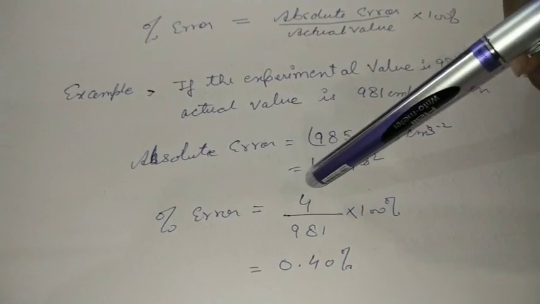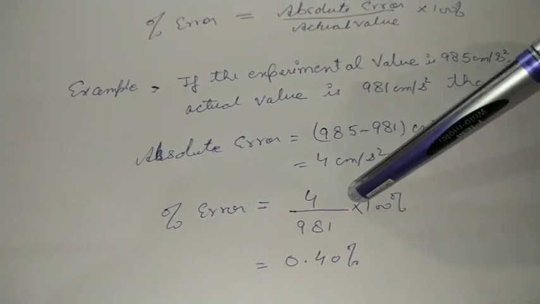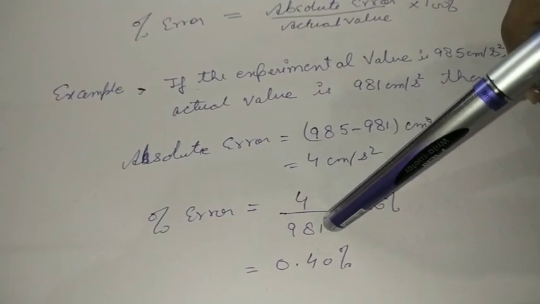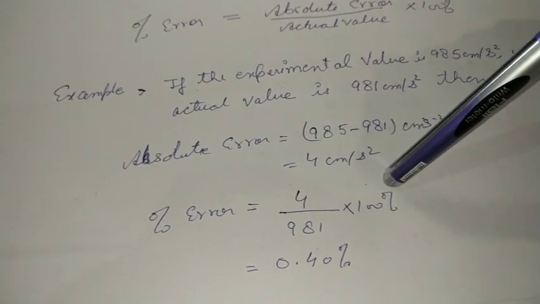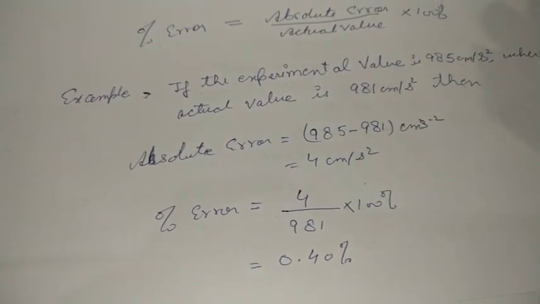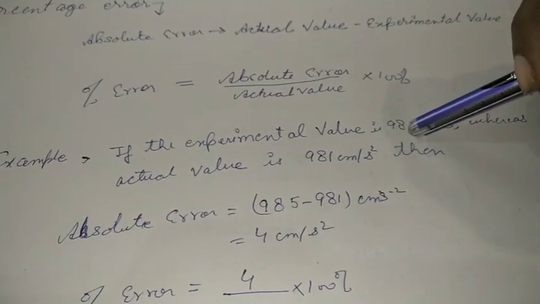Then the percentage error will be equal to the absolute error upon the actual value, into 100%. So that is going to be the percentage error as per this example.